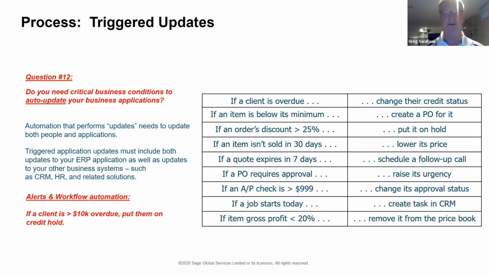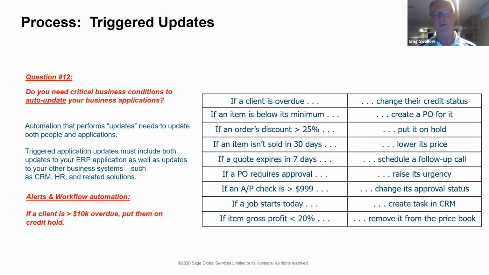So if clients are overdue, or if an item is below its minimum, create a PO. If an order discount is less than 25%, put it on hold. If an item hasn't sold in 30 days, lower its price, put it on sale, or add it to another product proposal. If a quote expires in seven days, schedule a follow-up call. These are the types of trigger events we can look at within 300. If this happens, then do that, right? So back to my original premise: if this, then do this.